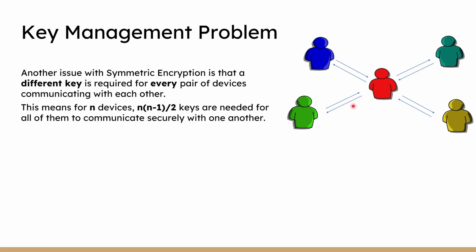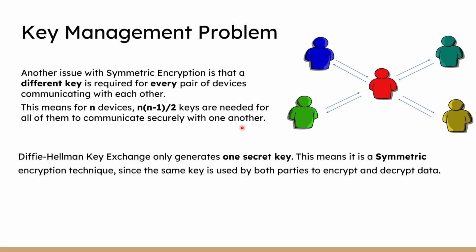And that basically means that for n devices, you need n times n minus 1 over 2. This is a polynomial, a quadratic equation. So it's sort of like a big O of n squared number of keys, which is bad. That would be very annoying to manage that many keys.